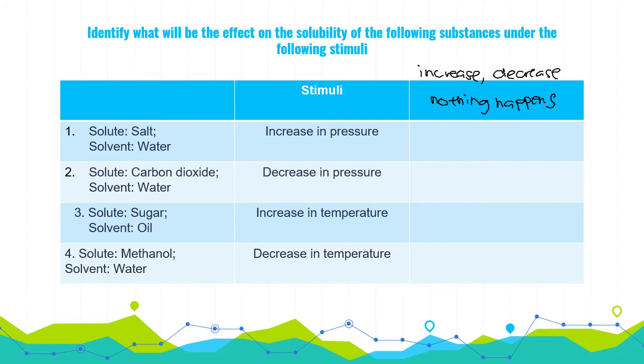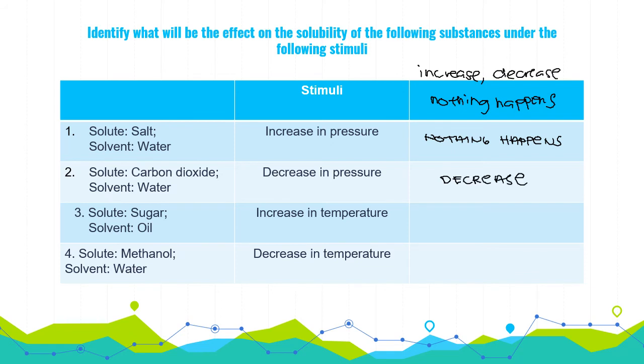So let's start answering this one together. For our first solute-solvent pair, we have salt and water. What will happen to its solubility once we increase its pressure? For number one, it will be nothing happens. Why? Because pressure can only affect gases. Just like in number two, we have a carbon dioxide and water pair. Once we decrease its pressure, the solubility will also decrease.